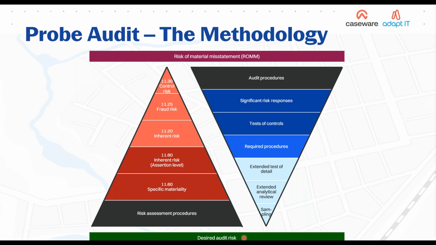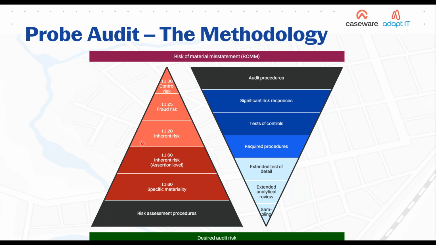Then in terms of doing our risk assessment procedures, we go through a number of risk assessment procedures and activities, and we determine the financial statement level inherent risk, the financial statement level fraud risk, as well as control risk. So those are your overall ones. You can see they're all in the coral. If you happen to notice the shirt I'm wearing today, it's the same Caseware coral, if you want.